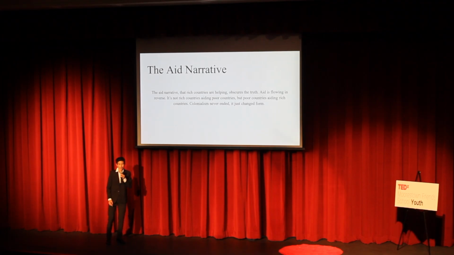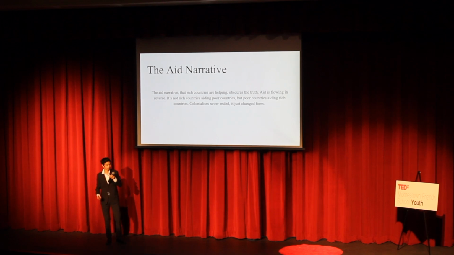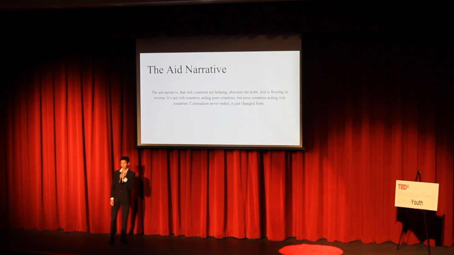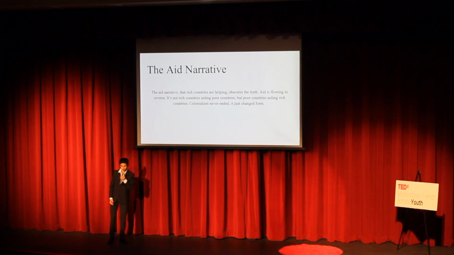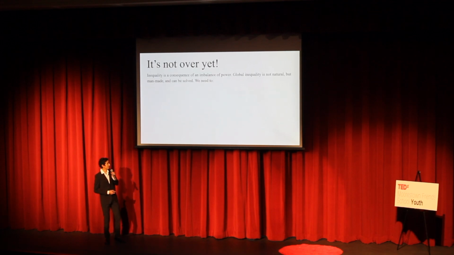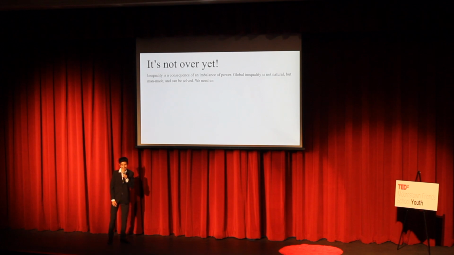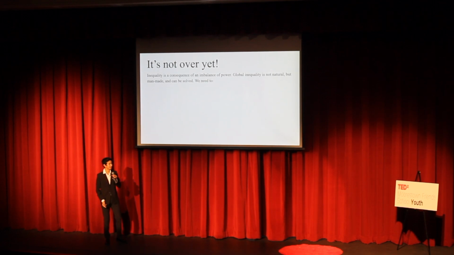The narrative that the global north is helping develop the global south is frankly a lie. It is not the global north developing the global south, it is the global south developing the global north. Colonialism never ended, it just changed form. So this all sounds pretty miserable and despairing, and it sounds like everything is pitted against the global south and that there's nothing we can do. But it's not the end.